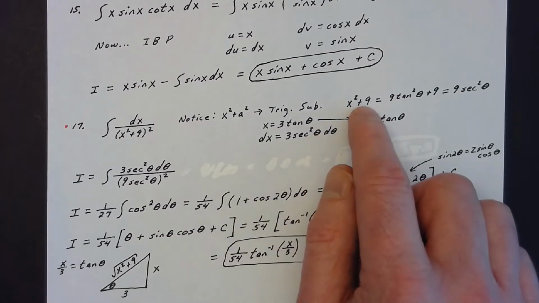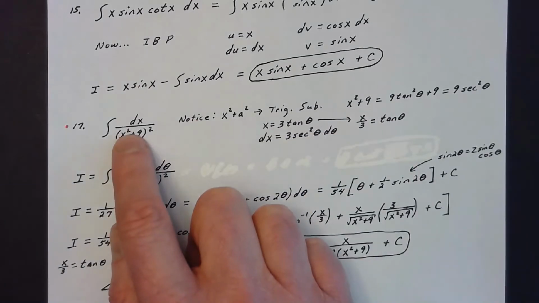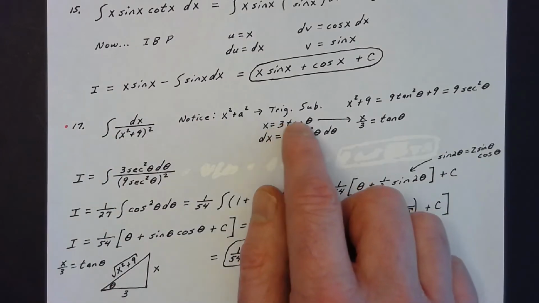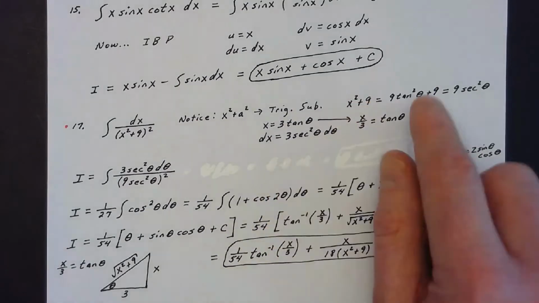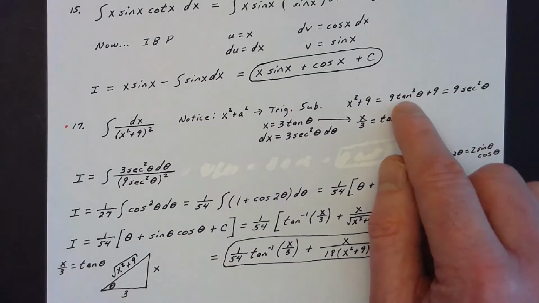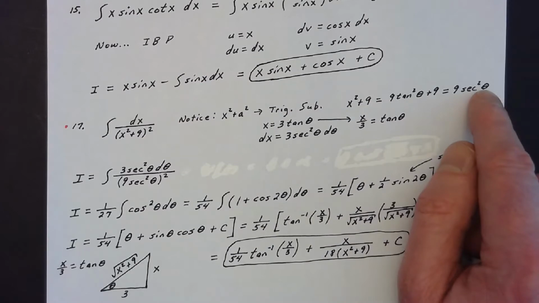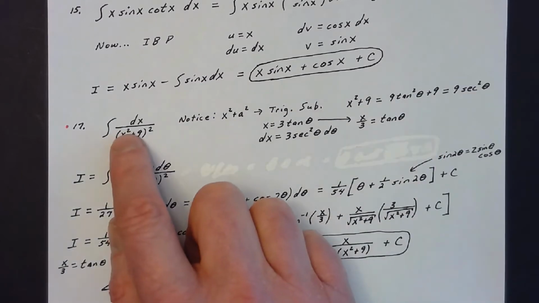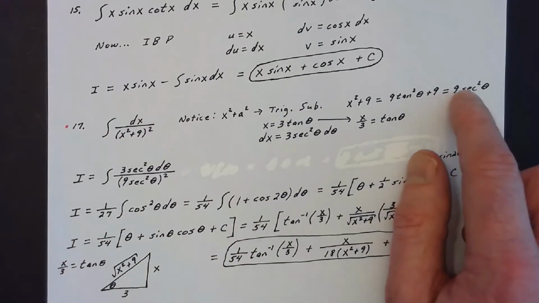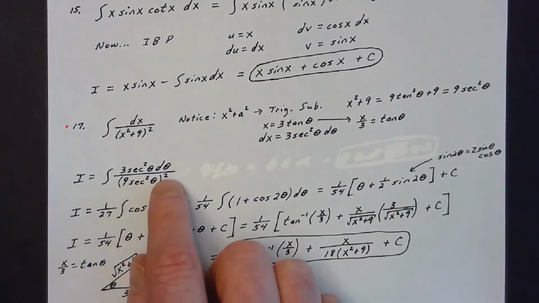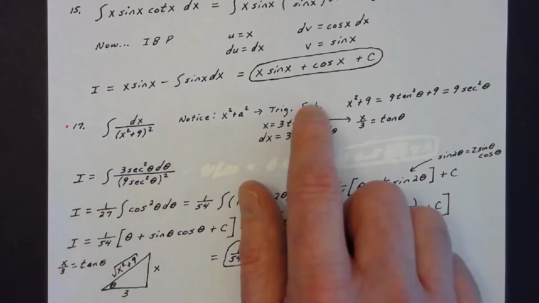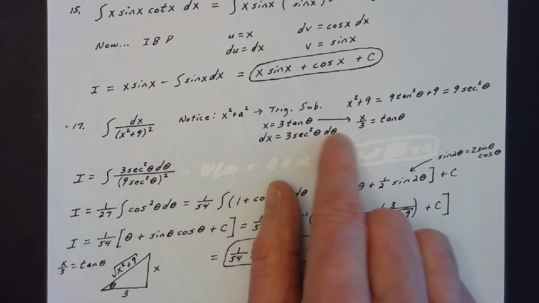I went up here and thought about what that x squared plus 9 is going to be. I know that that's going to be 9 tangent squared theta plus 9. You factor a 9 out of that group and you would have tangent squared theta plus 1, which is secant squared theta. So the part inside of that group squared is 9 secant squared theta. Now you'll notice I went ahead and put that inside the group squared in the denominator. My numerator is dx, which I already knew was right here.